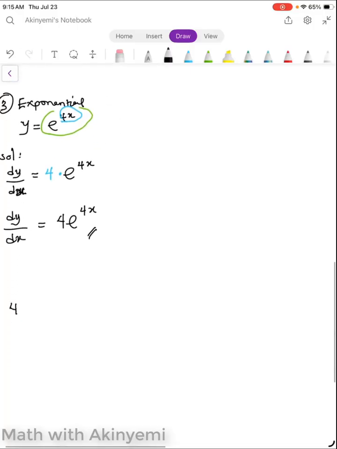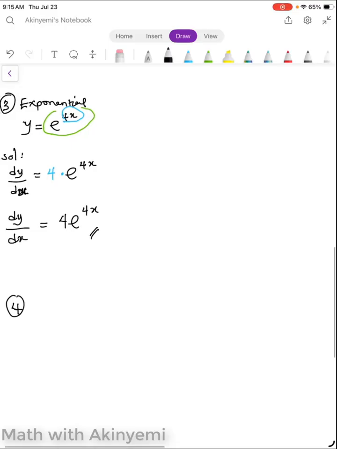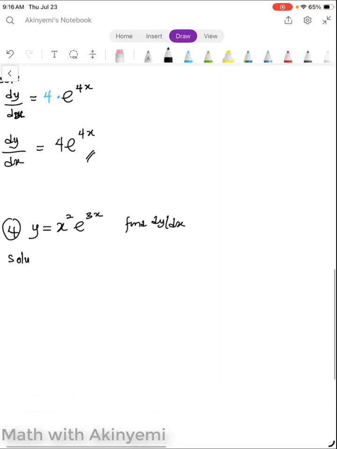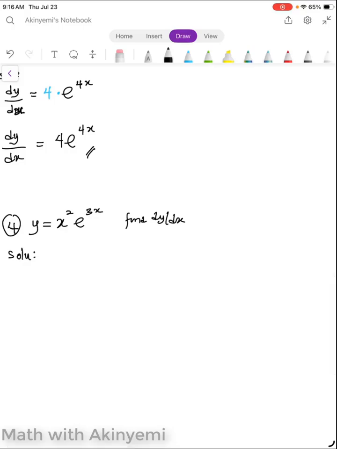So the fourth one, we'll still be working with the exponential rule, but in this case we have a product rule kind of question. This is like a product rule. Find dy over dx. So the solution to this is, we can label this as our f of x. Always label it. It makes it very easy. This as the g of x. See, a combination of product rule and this.